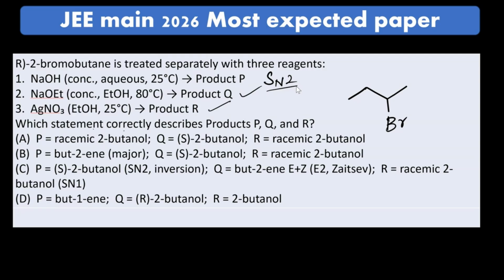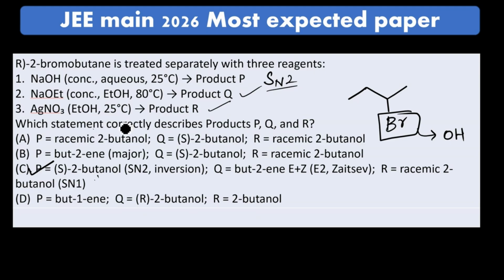So which will lead to inversion in configuration. R-2-bromobutane substitution, right? Br will become OH now. So it will become butan-2-ol, that is S now. R will become S. So the first product P is S-2-butanol. Let's check the other two also.